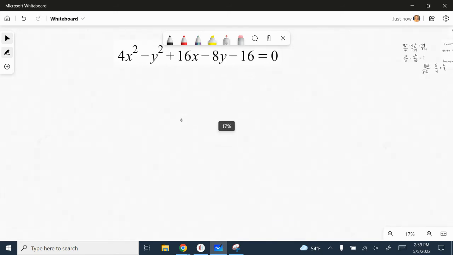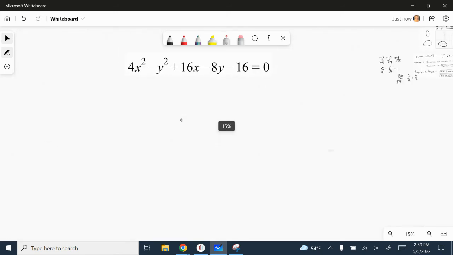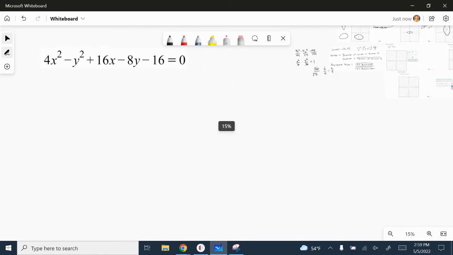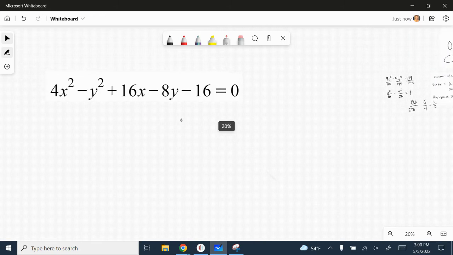Well, we're not even going to really solve it. We're going to create our hyperbola equation. So it's kind of similar to the ellipse. We're going to do some completing the square and all that stuff. We're going to have to make it equal to 1. So let's get going with this.